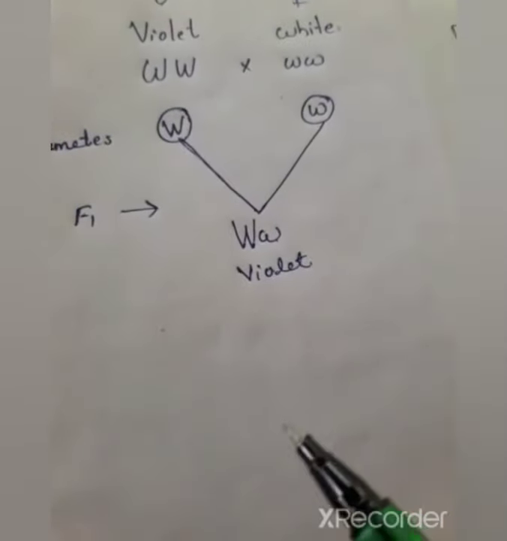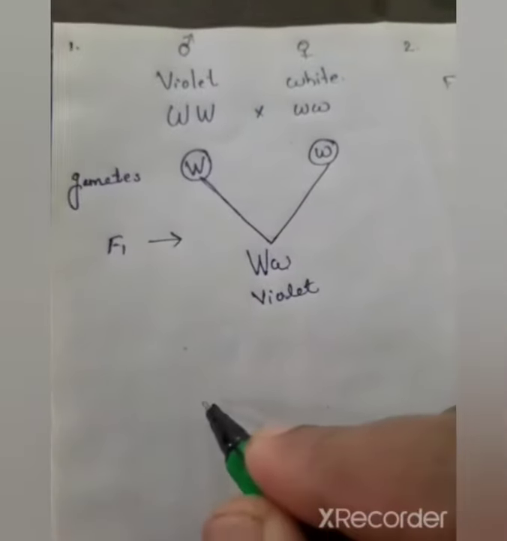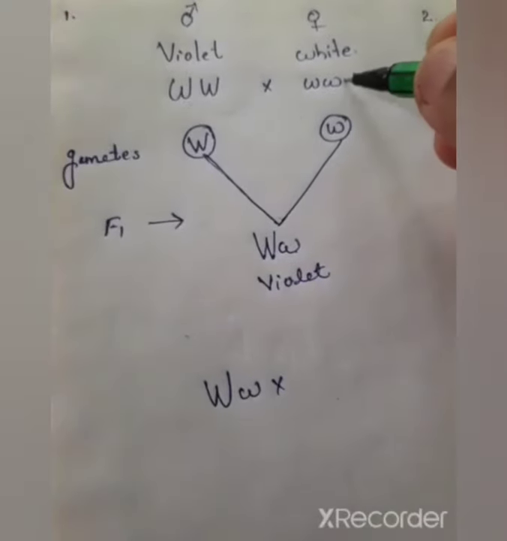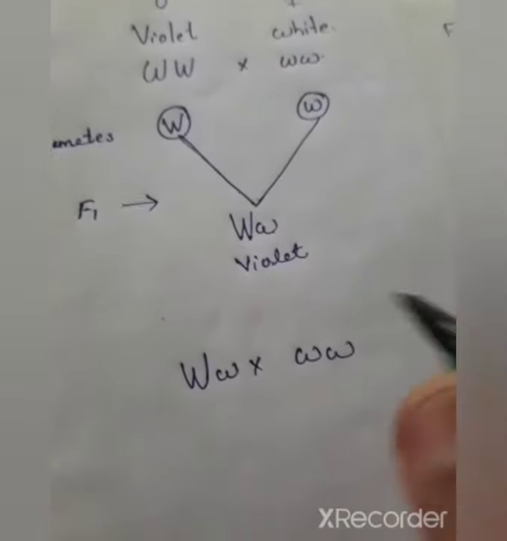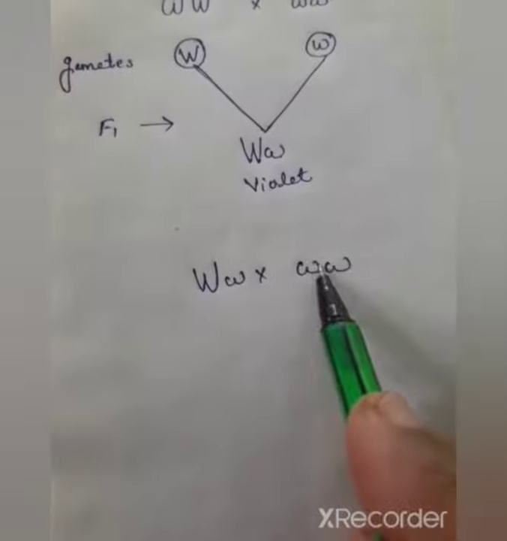Then in the test cross, this F1 generation, this capital W and small w, is crossed with its recessive parent. The recessive parent is small w and small w. This is the test cross: the F1 generation crossed with its recessive parent.